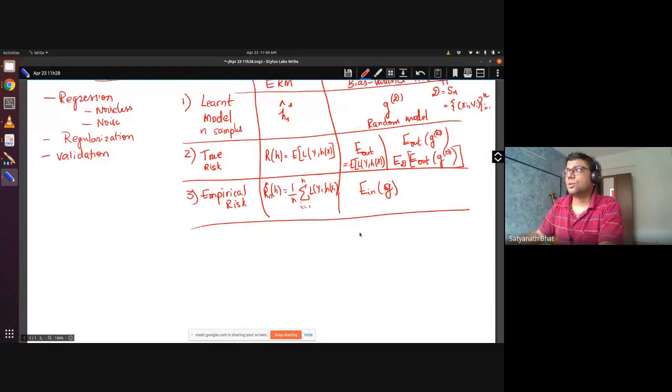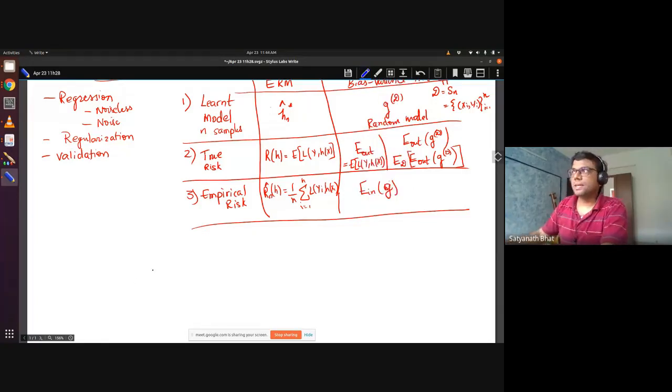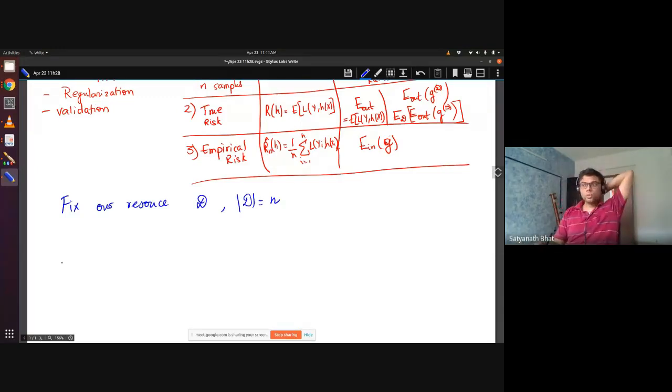All right, so nothing really has happened. So let's try to understand what it is that we would like to do. In the bias-variance trade-off, what we will start with is we will fix our resource. Our resource here is basically the data set D, and the cardinality of the data set we will fix as N. And what we will try to do is measure the performance of a hypothesis set H. So the goals are very similar.